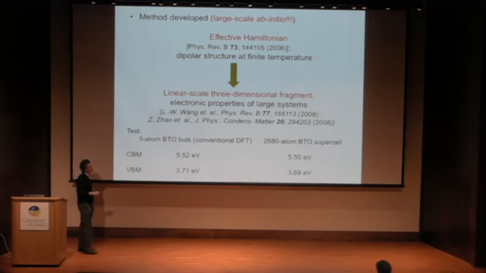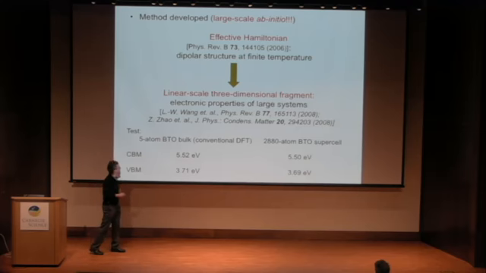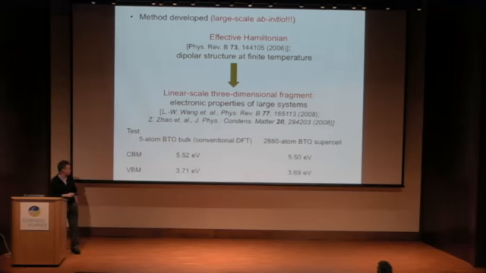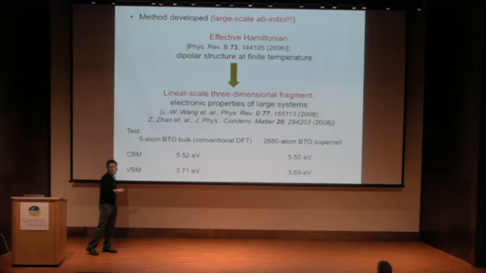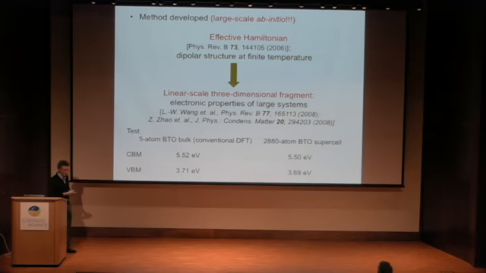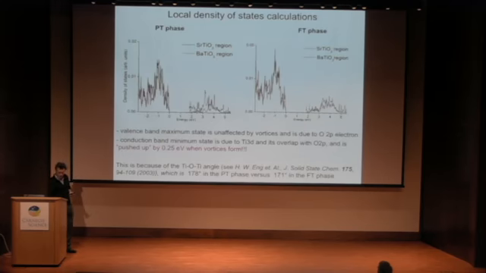We get these values, and we apply this linear scale three-dimensional fragment with the 3,000 atoms, and basically you get a shift of CBM or VBM by a tiny amount, 0.02 eV. In fact, you get exactly the same band gap as in a standard DFT. So we can trust this method.